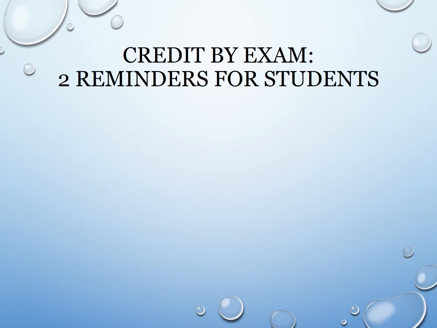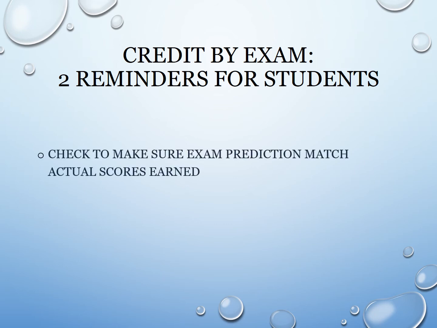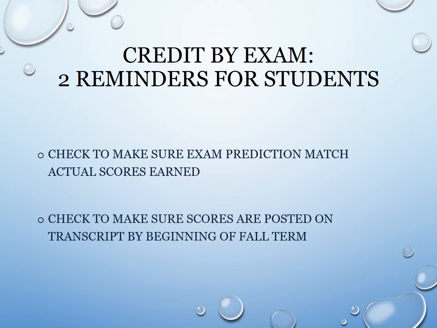So before we move into talking about dual enrollment, I just wanted to go over two reminders that you're going to want to make sure you are giving to your students in regards to AP, IB, AICE, credit by examination, incoming credit coursework. Always make sure the exam prediction matches the actual scores earned. We kind of talked about this as it relates to some of the other courses early on, but just make sure to remind the student to check to make sure that everything matches up and that they still have all the prereqs they need to be able to take the classes they've selected at Preview. And then also check to make sure scores are posted on transcript by the beginning of the fall term.